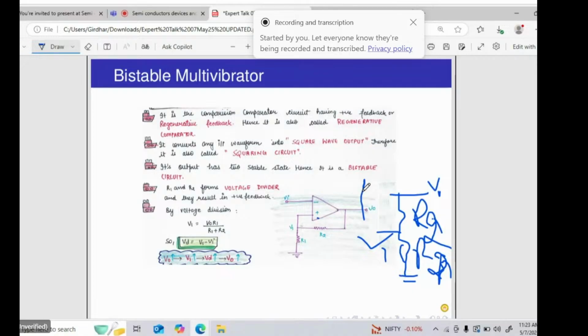So we can say it is having positive feedback. So how much will it increase? I mean, if you are increasing the V naught, how much will it go to? It will go to the plus V sat only.